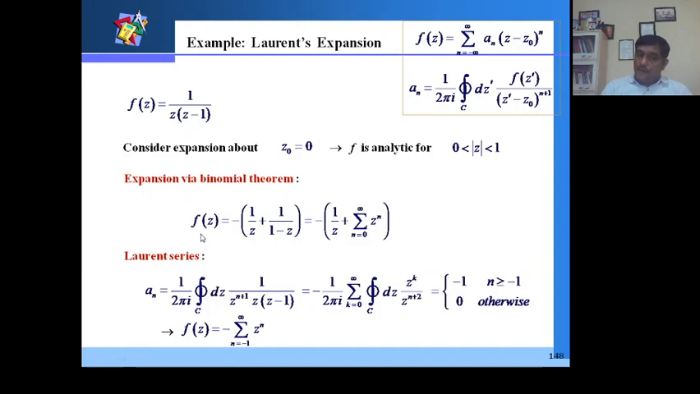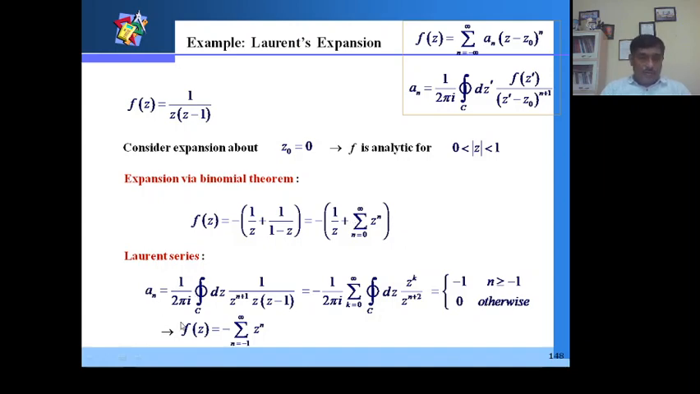Then you get f of z is equal to minus 1 by z plus 1 by z minus 1. Because here |z| is less than 1, we keep 1 by z as it is. Here we can rearrange this as 1 by 1 minus x, which is a series, summation n from 0 to infinity of z to the power of n. Directly we can write it. Then we can substitute using the Laurent series.